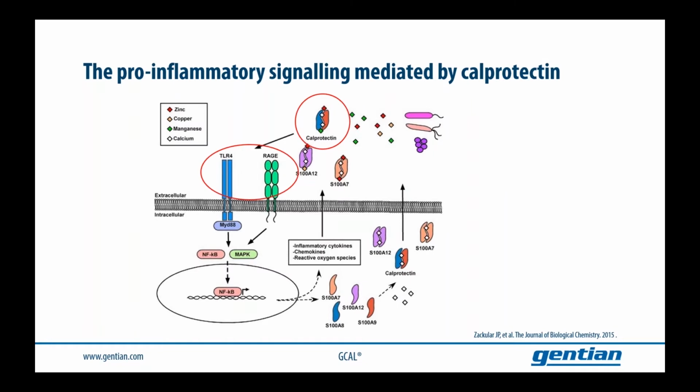Upon release from activated or consumed neutrophils, calprotectin binds mainly to two types of receptors, toll-like receptor 4 and RAGE receptor, which are both involved in a pro-inflammatory signaling cascade leading to activation of NF-kappa B and production of cytokines, chemokines, reactive oxygen species, and calprotectin, resulting in a pro-inflammatory feedback loop. This signaling pathway that I just described is activated in sepsis, contributing to dysregulation of the immune response in septic patients.